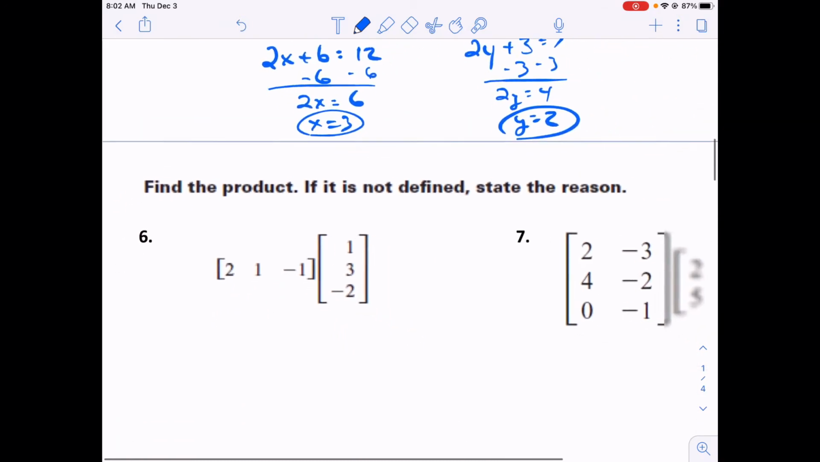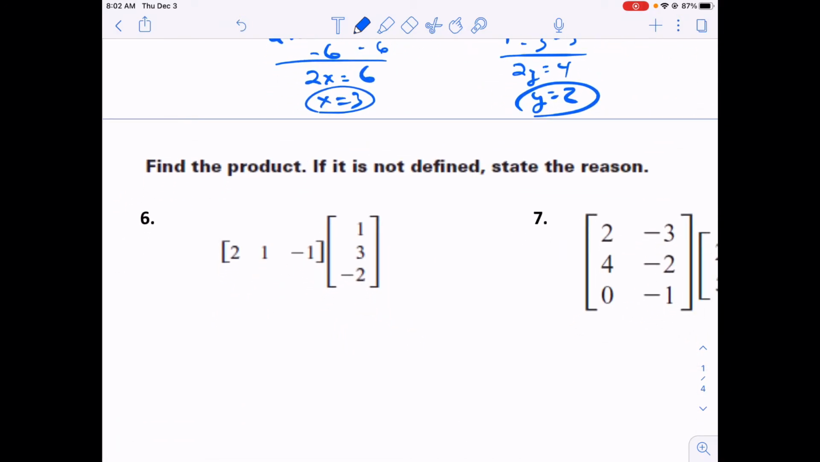Next page, now we're multiplying. Remember when you multiply, it's a really good idea to write down the sizes of the matrices. So this is a 1 by 3, right? Again, you have 1 row and 3 columns, okay? And then this one's a 3 row by 1 column. So this is a 3 by 1.